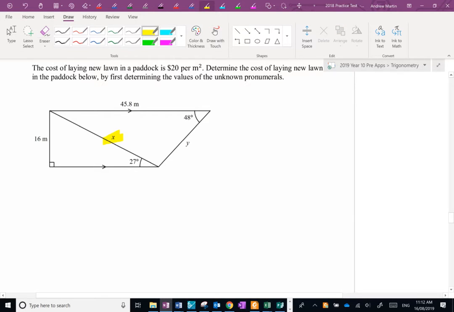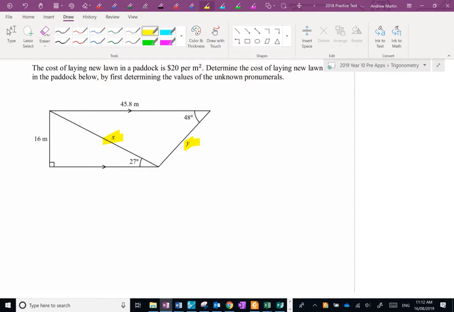First thing we've got to do is figure out the value of those two missing bits. And then once we've done that, we have to figure out the area of the whole thing. So the area of one triangle and the area of the other triangle, add them together. Once we've got the area, then we need to multiply it by 20 to figure out the cost.